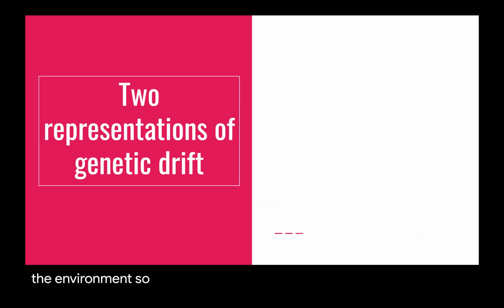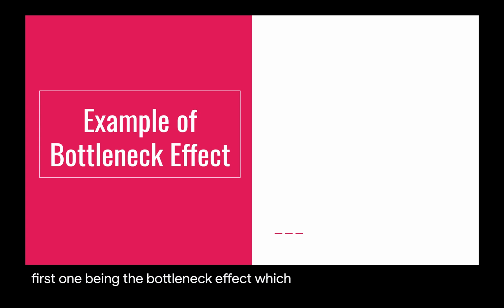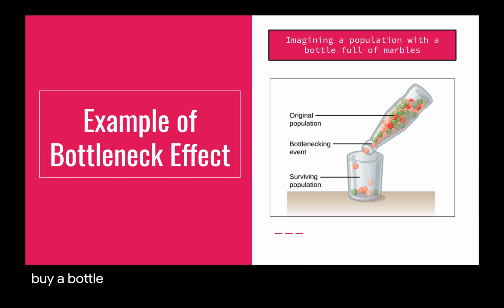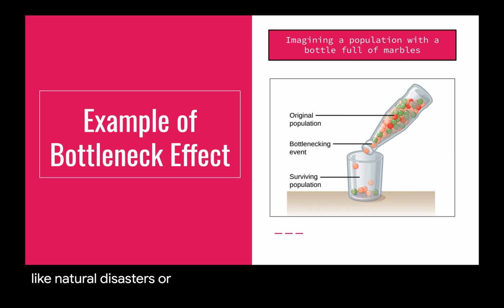So, there are two representations of genetic drift. The first one is the bottleneck effect, which I am representing with a bottle. The bottleneck effect is an extreme example of genetic drift that happens when the size of a population is severely reduced. Events like natural disasters, earthquakes, floods, and fires can decimate a population, killing most individuals and leaving behind a small, random assortment of survivors. So, how can a bottleneck event reduce genetic diversity?